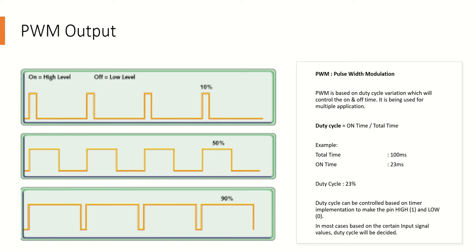And there are many cases. Let's say you are working on a power electronics based project, and there you want phase control, a mechanism where you need to control the intensity of a bulb. In that case also you need to use the PWM output. So it will always be based on a timer.